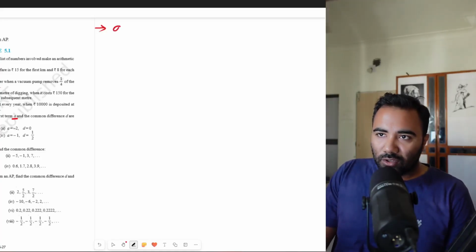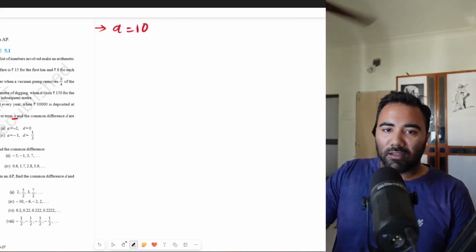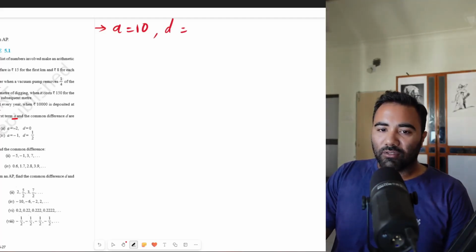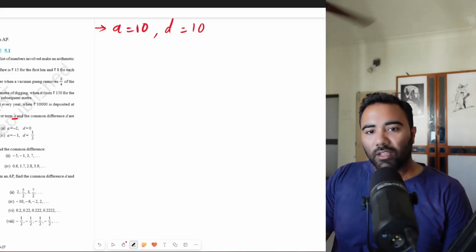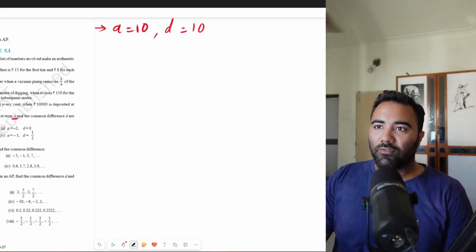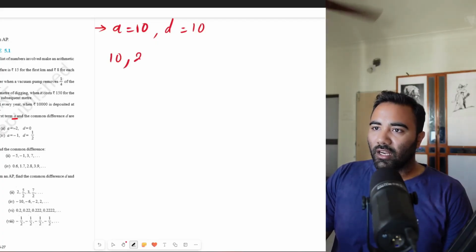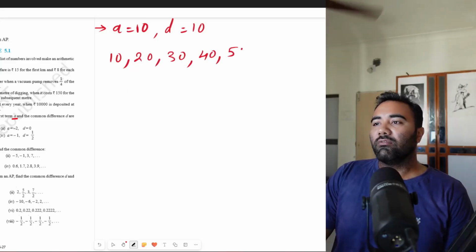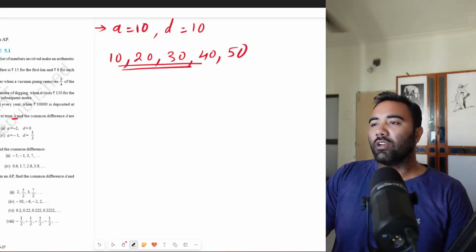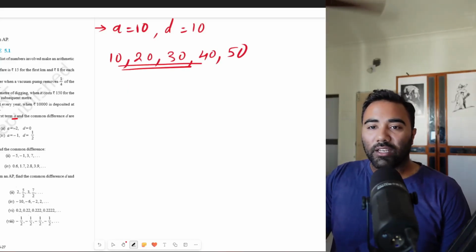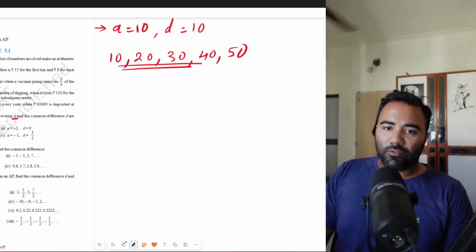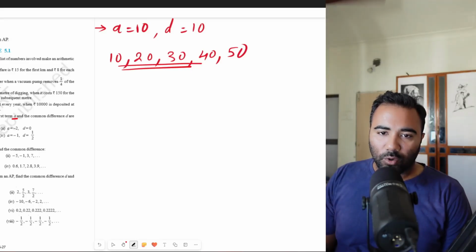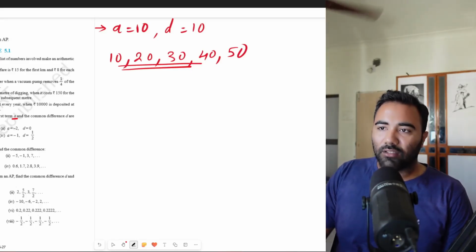Here the first term given is 10, and the common difference is given as plus 10. So all I need to do is write the first 4 terms. First 10, 20, plus 10 is 30, 40, 50. I only had to write the first 4, but fine, you get the idea. Let me try something more difficult, the third one.